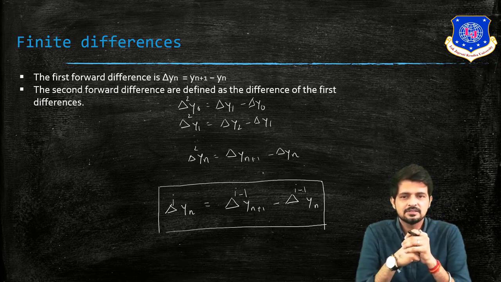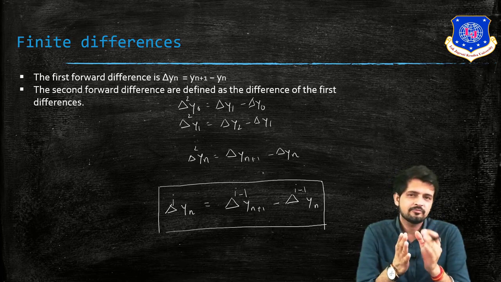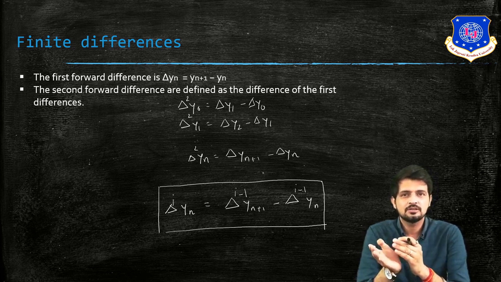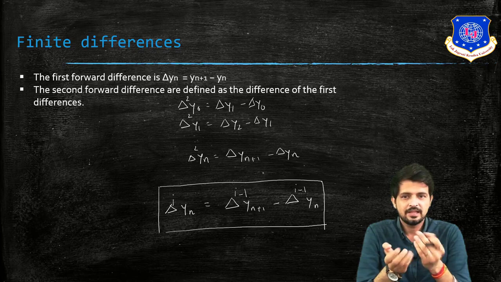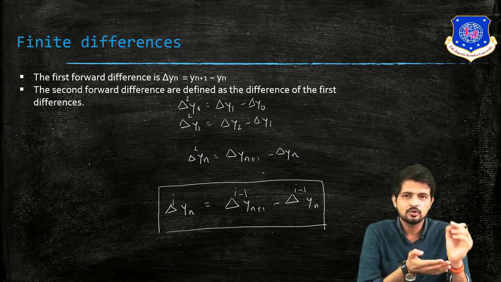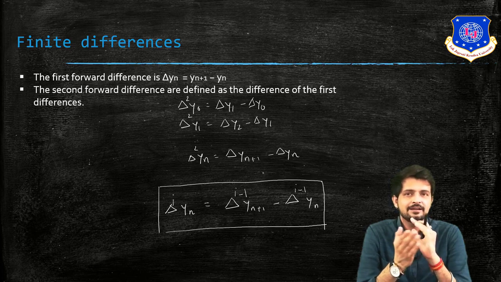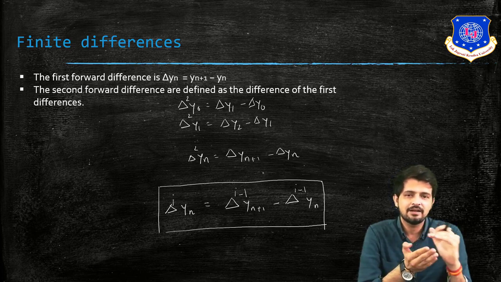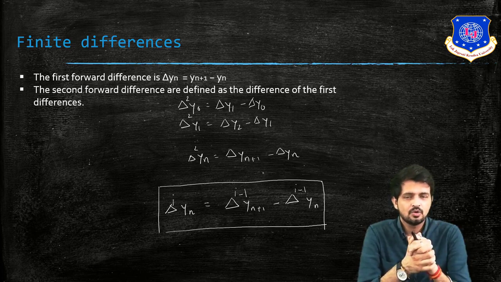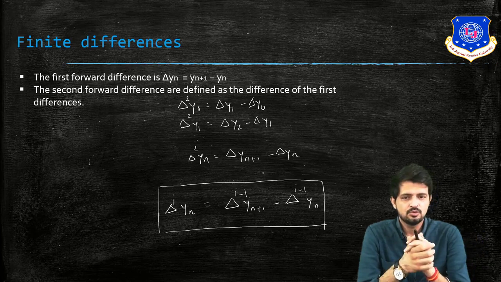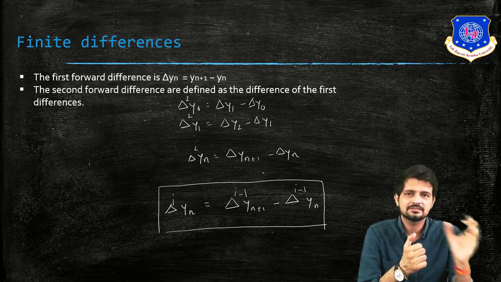If I am finding the second order difference, then I have to take the difference of the first order difference. Like if I am finding del square y0, then I have to take del y1 minus del y0. Right, if I am finding del square y1, then I can write del y2 minus del y1. Okay, so in general I can write del square yn is equal to the next value minus present value, so del yn plus 1 minus del yn.